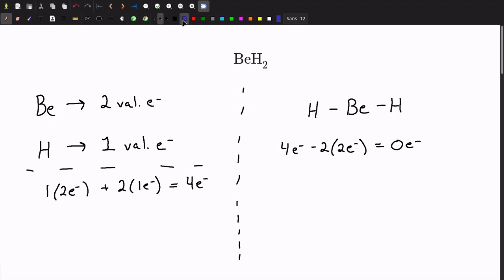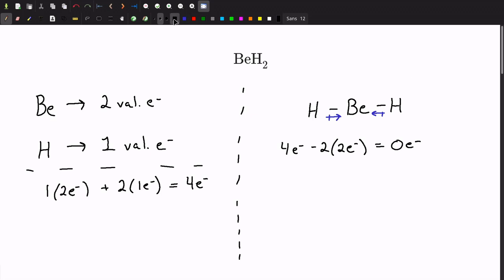Now if we look at the bond dipoles here, in most cases we put the more electronegative atom on the outside and the bond dipole comes out from the center. In this case we were forced to put the more electronegative atom in the center, so our bond dipoles are actually going to point inwards, like that.